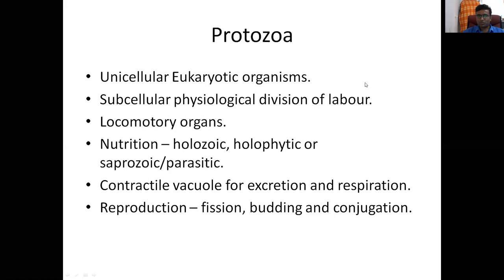So that means there is a different location where excretion takes place after the digestion. So in the cell cytoplasm itself, there are different locations. That is what we mean by subcellular physiological division of labor, which is a very unique character of the protozoans. And we all know very well regarding the locomotory organs of the protozoans. Which are they? Can you just answer which are the locomotory organs? The pseudopodia, cilia, and the flagella. These are the locomotory organs that we come across in protozoans.